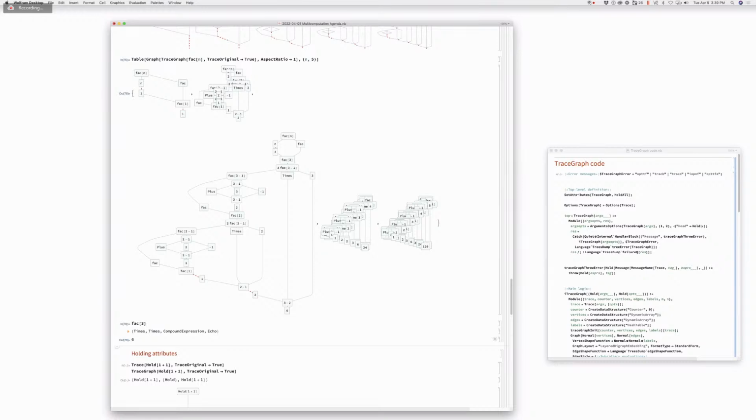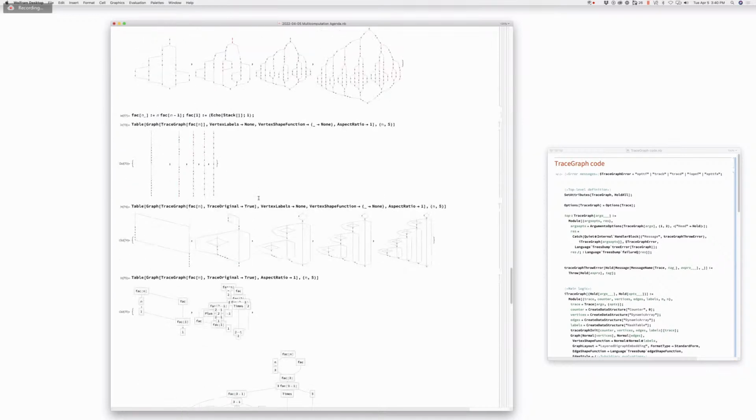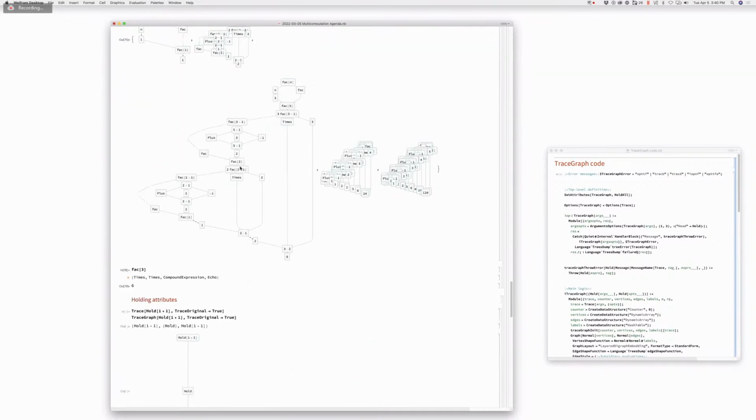That's extremely uninspiring. Don't you have to say stack of blank here? That's a little better. And what's the trace graph of fac of 3? That's this. But this mirrors my intuition. It's fac of 2 and fac of 1, with no memoization. It's right.